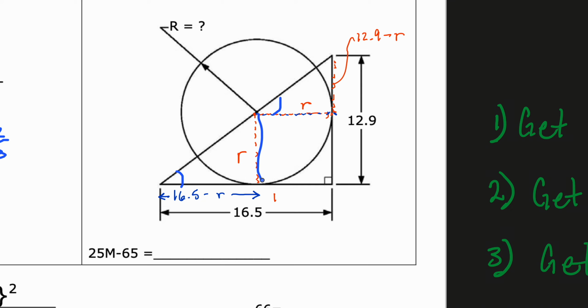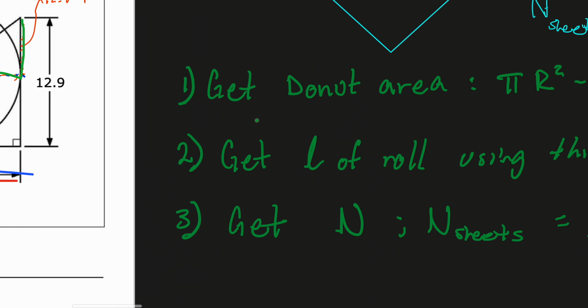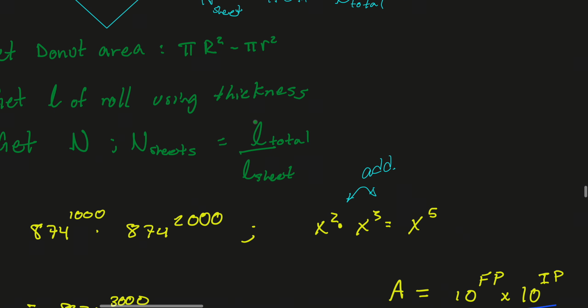So the radius to this length here, 16.5 minus the radius, because again, this here is also the radius, and this whole distance here is 16.5. So 16.5 minus the radius gives us this distance from here to here. So this r over 16.5 minus r is to this height 12.9 minus r over r. So thankfully we can take advantage of those similar triangles to solve for that last one.